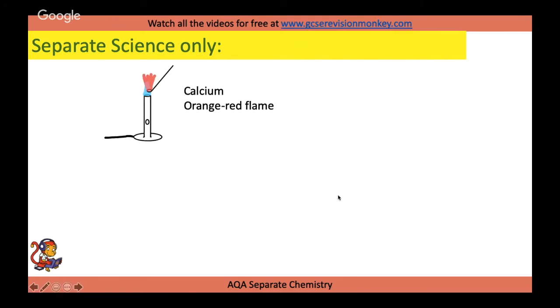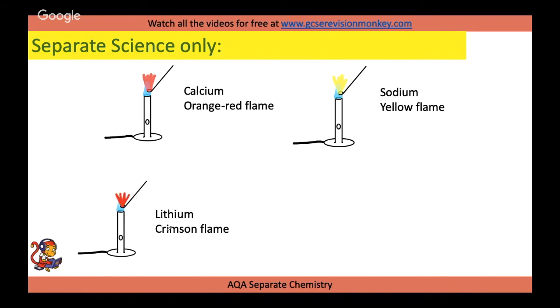Here are the results. If you have calcium, you will have an orange-red flame. If you have sodium, you have a yellow flame. If you have lithium, that's a crimson flame.